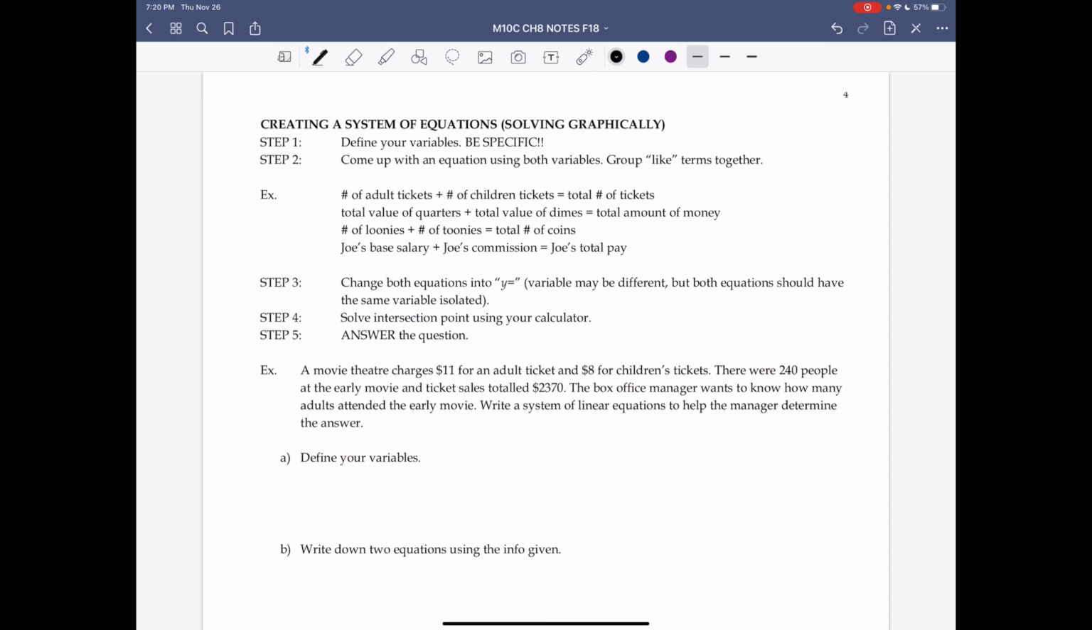Step 3, change both equations into y equals. The variable may be different, but both equations should have the same variable isolated. Step 4, solve for the intersection point using your calculator. Step 5, answer the question if it's a word problem with a statement.